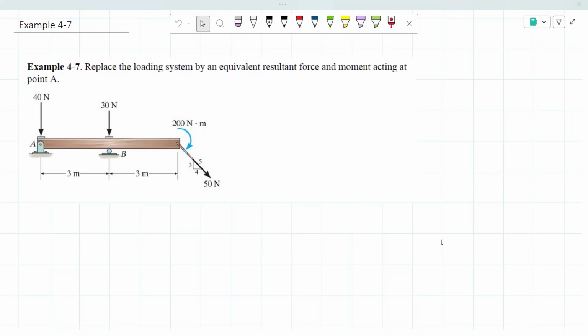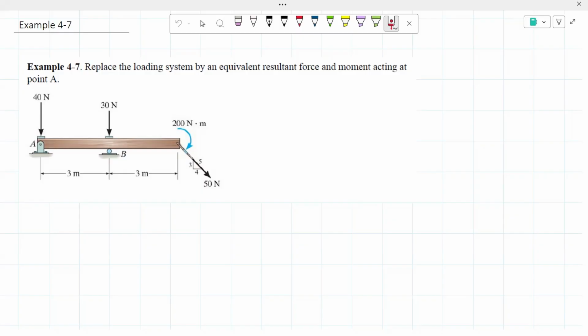Hello everyone, today we're going to be working on example 4-7, and this example is asking us to replace the loading system by an equivalent resultant force and moment acting at point A. So here we have our point A right here. As you can see, we have the force of 40 newtons, 30 newtons, and this force at 50 newtons going diagonal. It's given to us that it has a slope of a 3, 4, 5 triangle. And we can't forget about the 200 Newton meter moment that is going on.